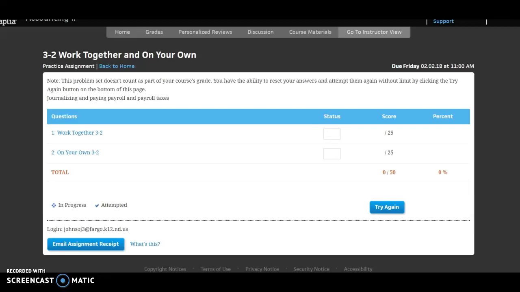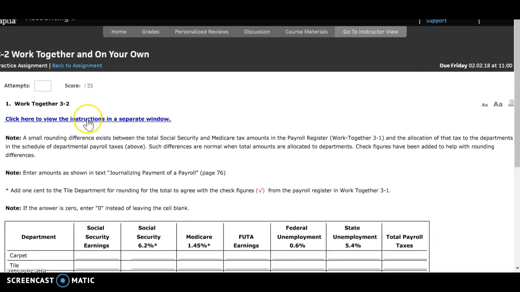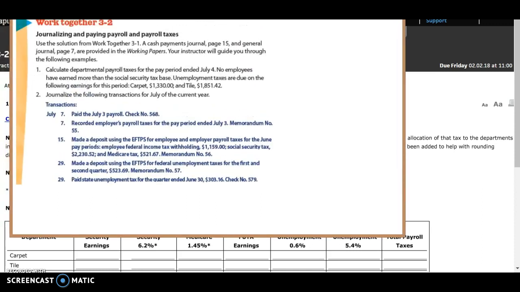Okay, Work Together 3.2. Click here to view the instructions. We're going to use the solution from Work Together 3.1.